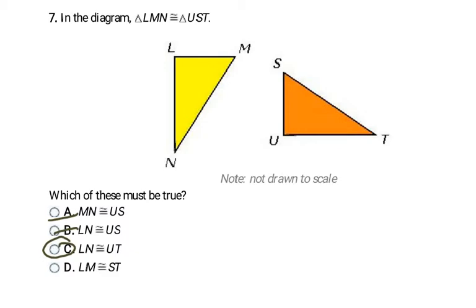Let's just make sure I don't make any mistakes. LM is my second and third letter, and here it is US. That means LM and US are congruent sides. That's not what D says, so it can't be D. So it's definitely C for an answer.